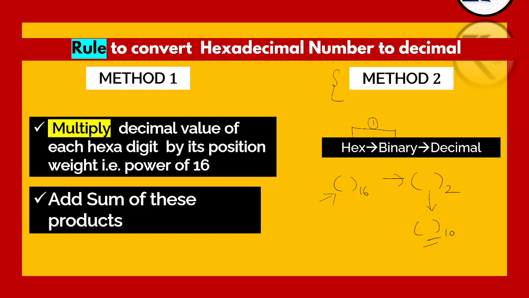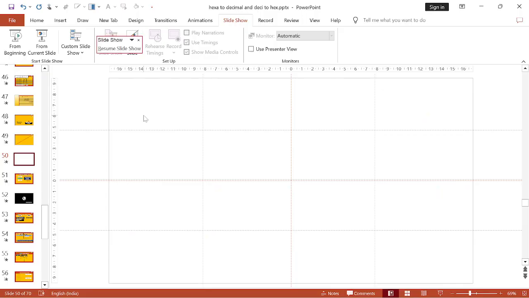One is you must be familiar with hexa to binary conversion, and then you must know how to convert any given binary number to decimal number. The most commonly used method is method 1. So first we will focus on this method. What all additional details do I need to know for this method? Let's see.